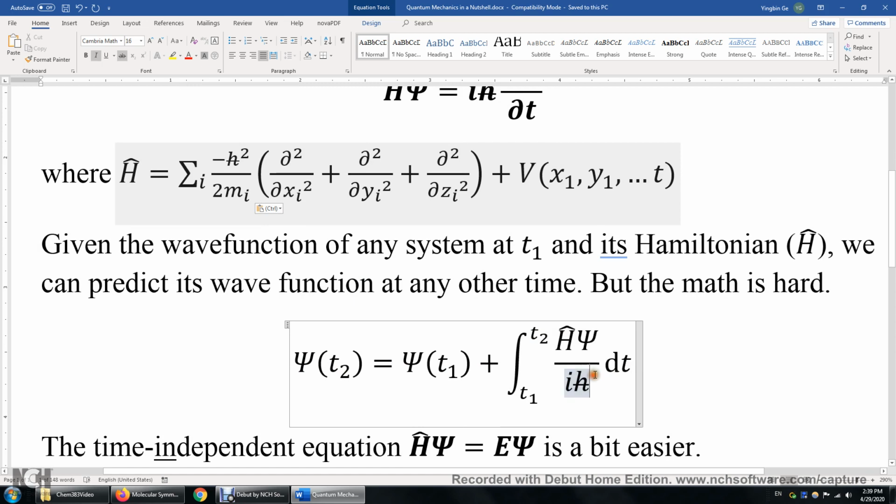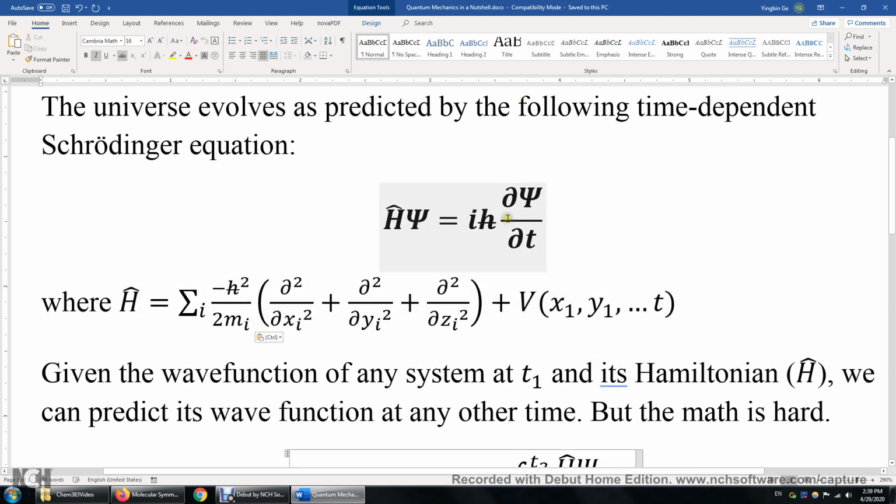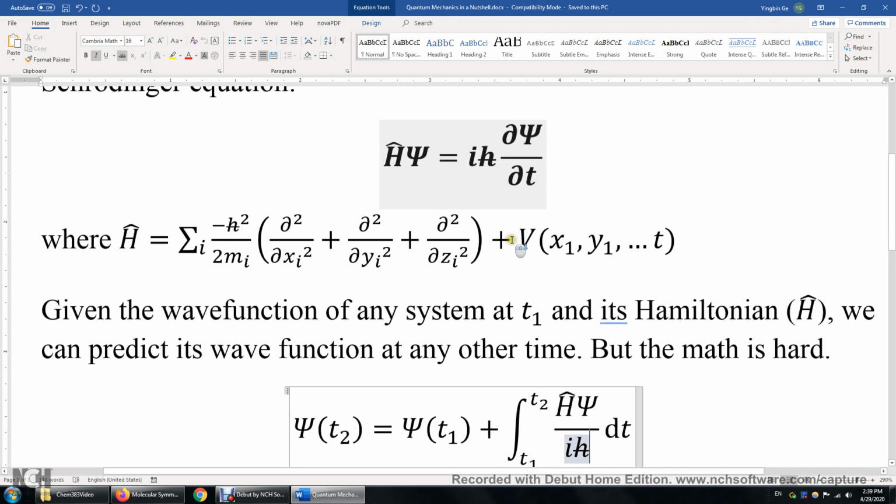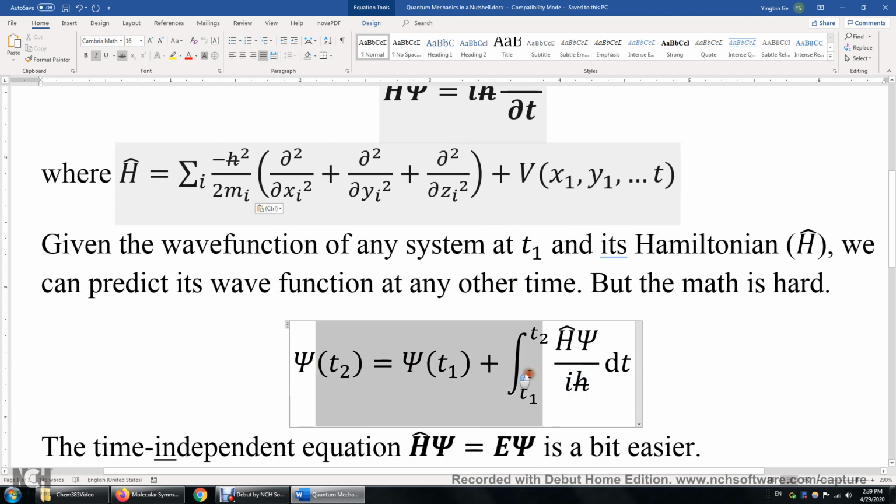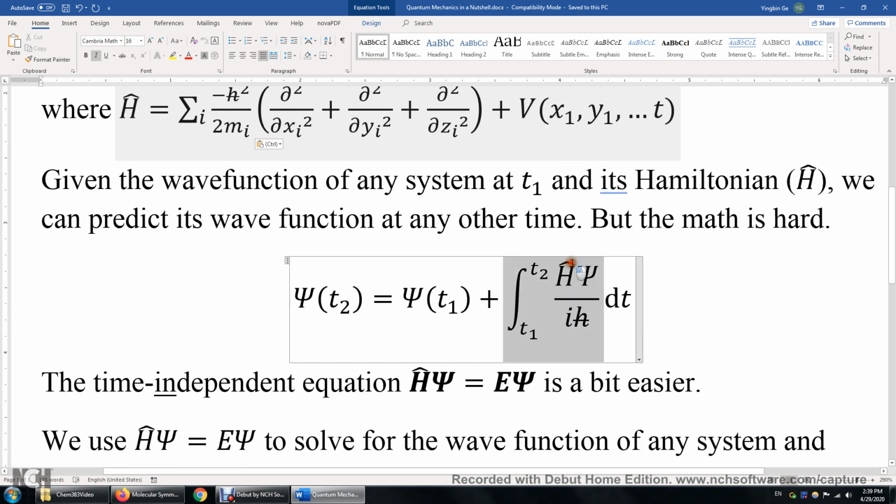Alright. Why this? It's very simple. We just have both sides divided by i h bar and multiply by delta t, and then we integrate both sides, we get this equation. Alright. So again, this H does depend on time. This psi also depends on time.